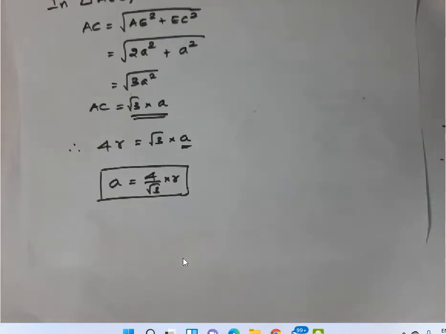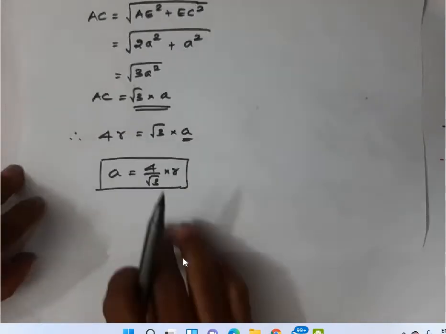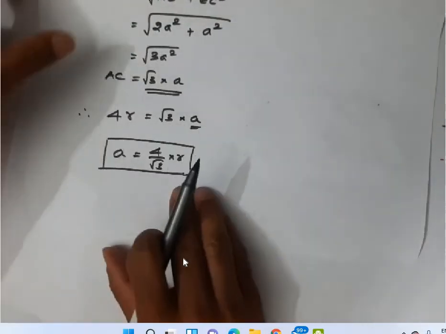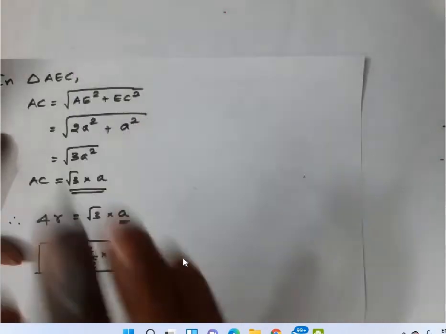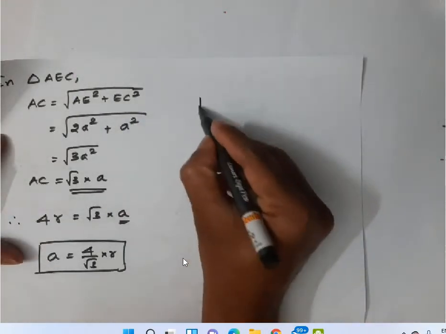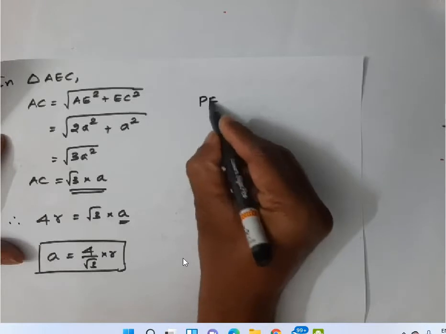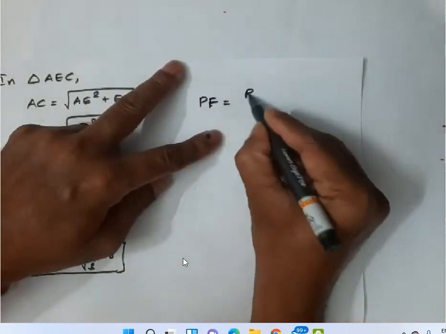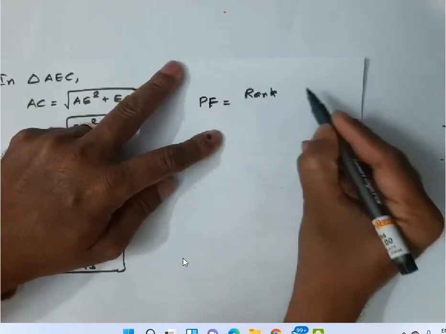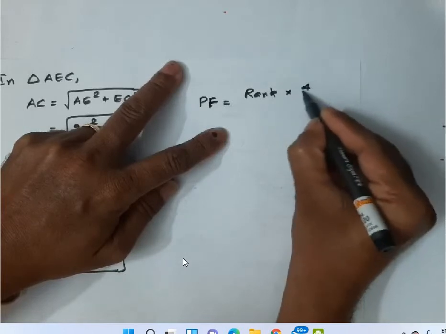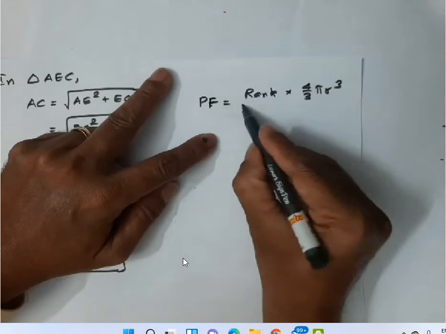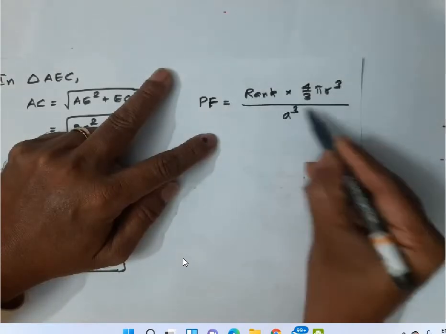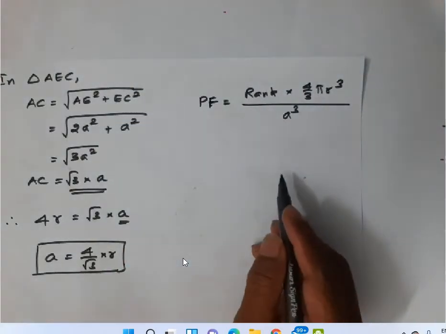Now, we'll calculate packing fraction. You know very well, packing fraction is nothing but volume occupied by the atoms in one unit cell divided by volume of the unit cell. Okay, so let me do it here. Packing fraction equals rank of the unit cell into 4 by 3 pi r cube over volume of the unit cell. We have taken a cubic unit cell, therefore volume should be a cube.